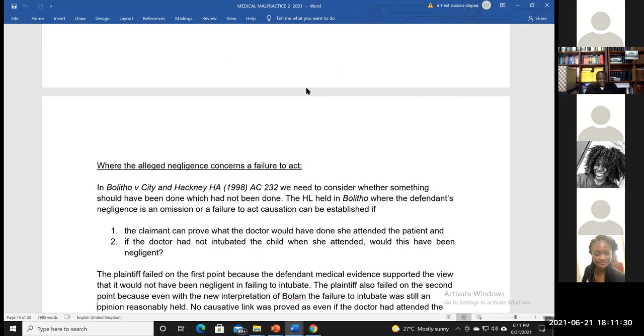Bolitho against City and Hackney Health Authority. What I remember is that the child subsequently died. So the mother sued for negligence. I think Frank's line is not very clear.